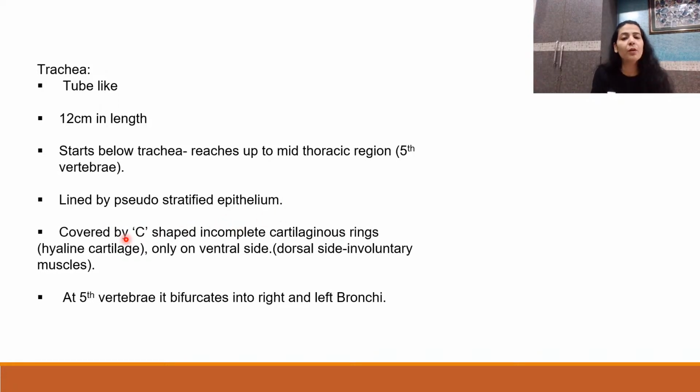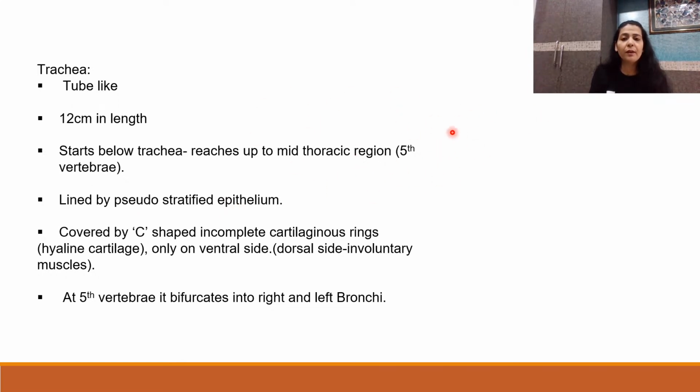Arytenoid is again lined by pseudo-stratified epithelium. Please remember this word. It's going to be used quite often. Remember, we had used this word with the nasal passage also. In the conchae, they were lined by pseudo-stratified. This is also lined by pseudo-stratified epithelium. So it's tube-like. The length is 12 centimeter, reaches up to mid-thoracic region at the level of which vertebrae? 5th vertebrae. So questions could be asked regarding this.